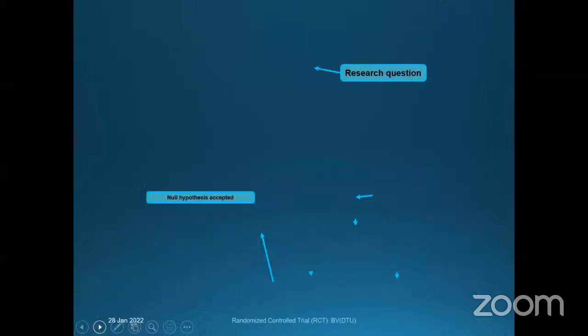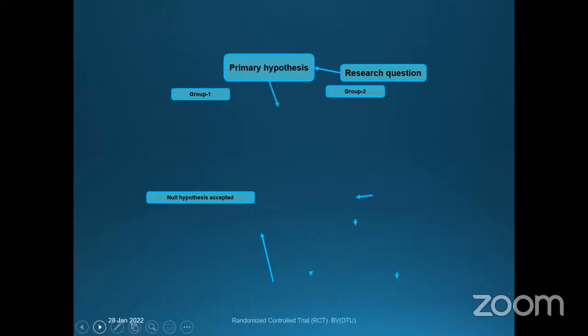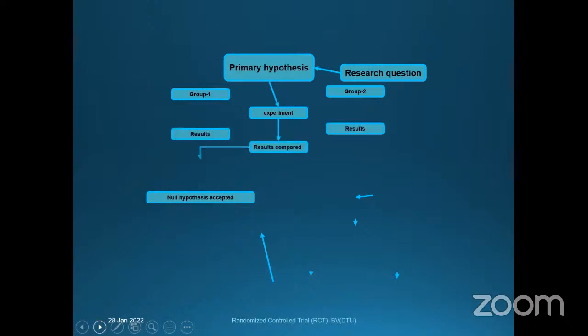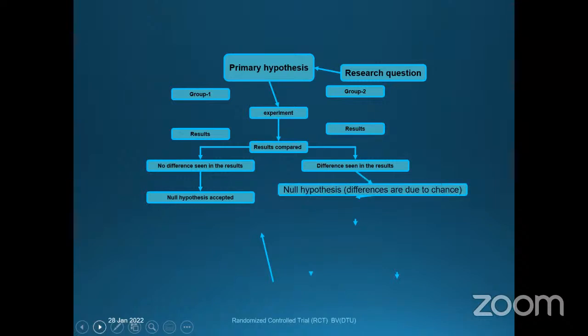So we have a research question, we have a primary hypothesis, we have made two groups, and the experiment started, and results are generated, and results are compared, and there will be differences seen in the results in one group, and there may be no difference seen in the results. This is the null hypothesis. And the null hypothesis is accepted if there is no difference seen in the results. Null hypothesis: differences are due to chance. So whatever differences are seen can be because of chance.